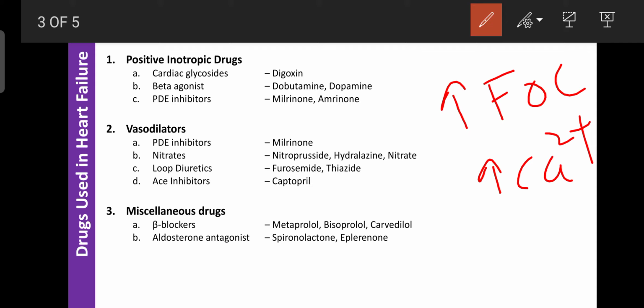And these positive inotropic drugs enhance the source of calcium in the cardiac muscle. So due to the increased concentration of calcium in the cardiac muscle, they enhance the force of contraction. As the force of contraction increases, the pumping capacity of the heart also increases.